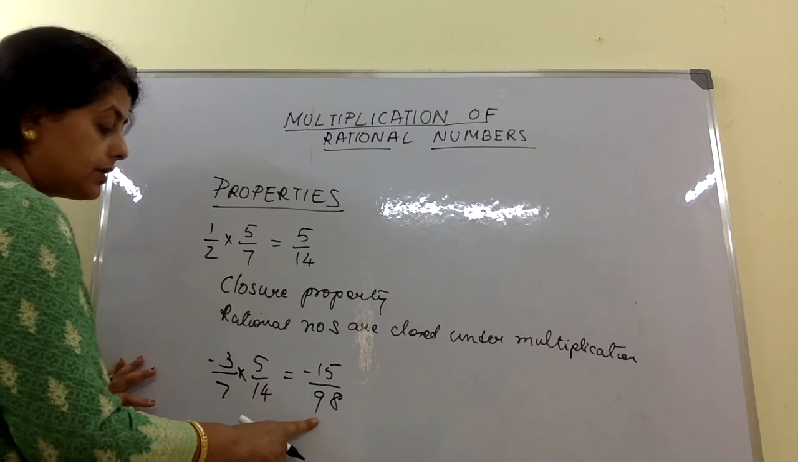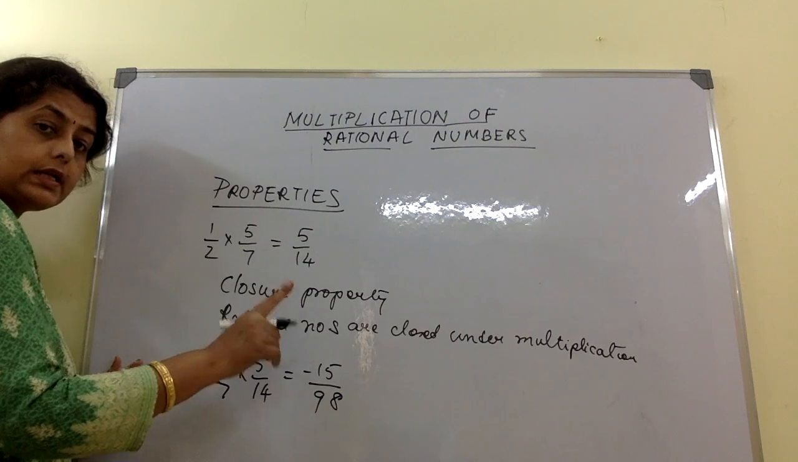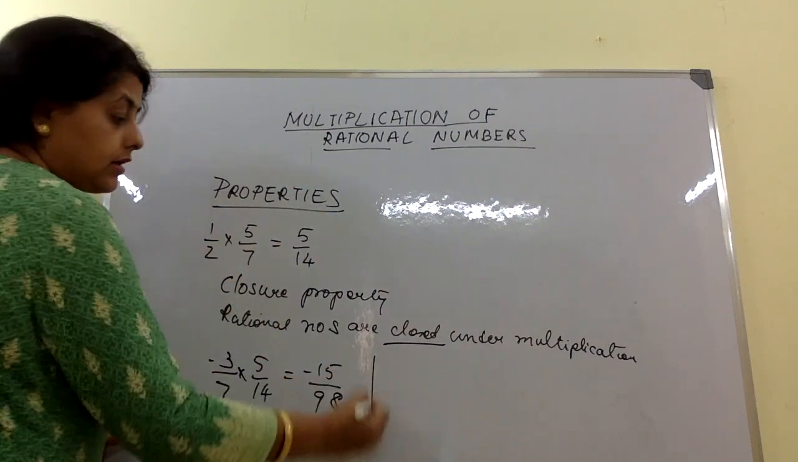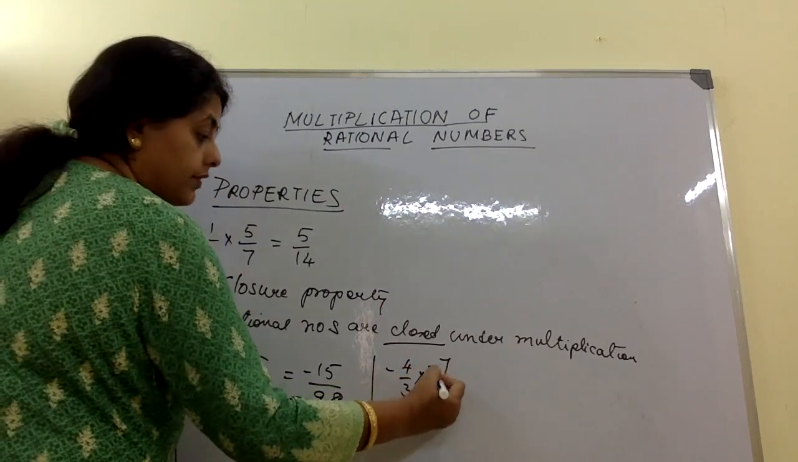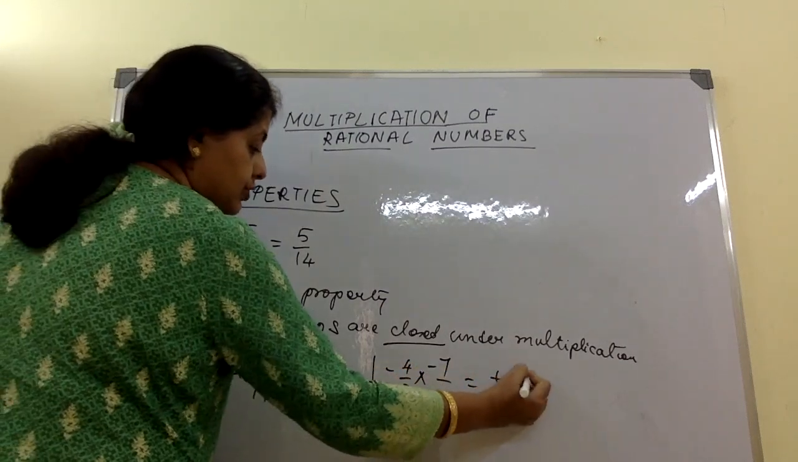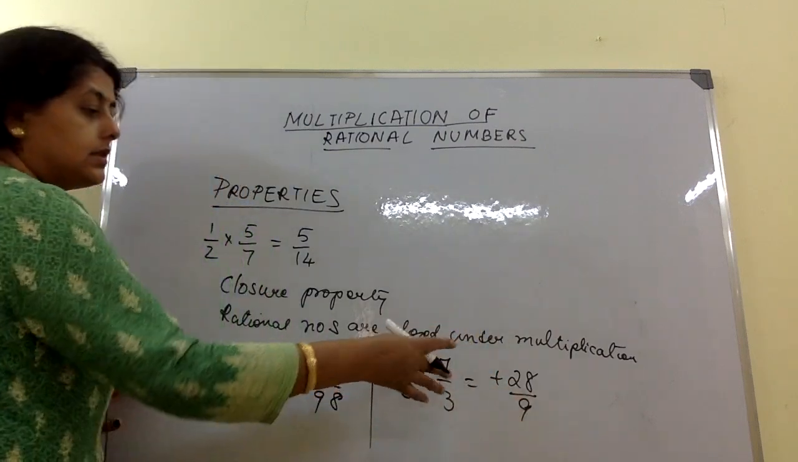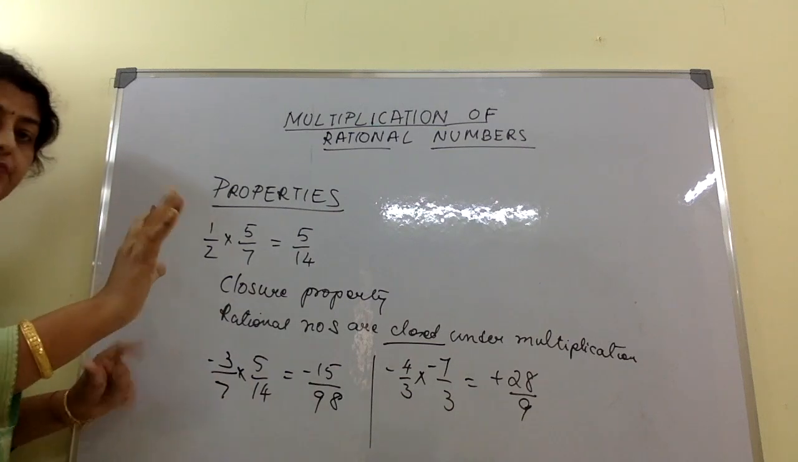This is also a rational number. These two are rational numbers and the answer is also a rational number. Hence, closed under multiplication. Okay, if we take another one, minus 4 by 3 into minus 7 by 3, again this is plus 28 by 9. Again, we can see that this also is a rational number. Hence, rational numbers' closure property is satisfied.